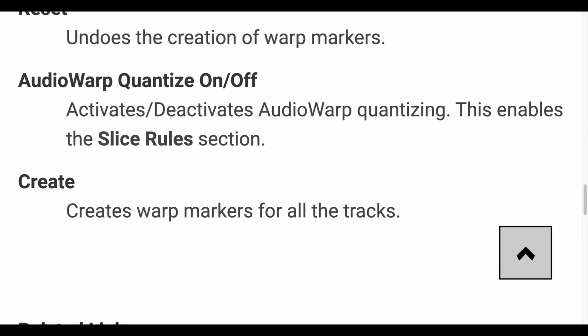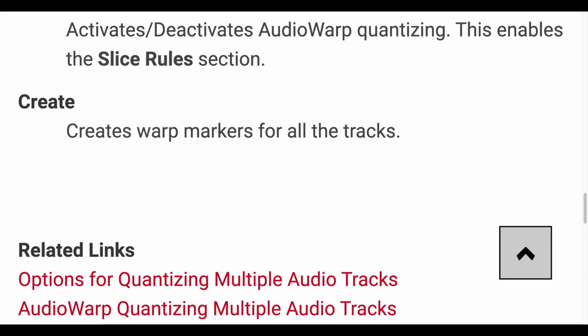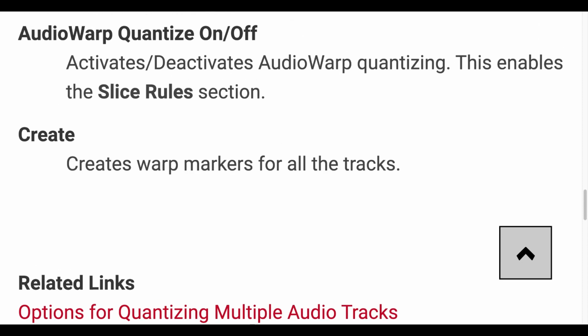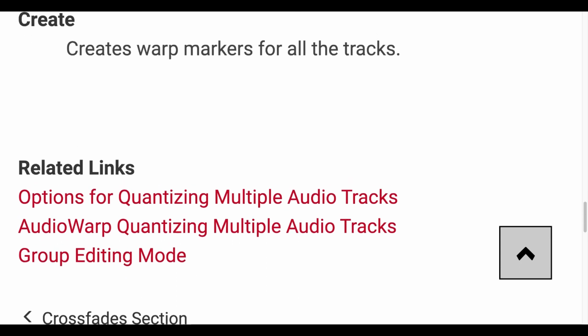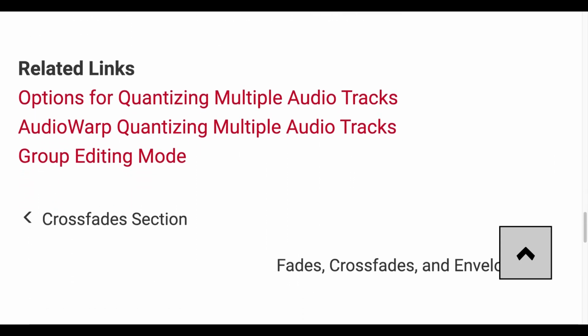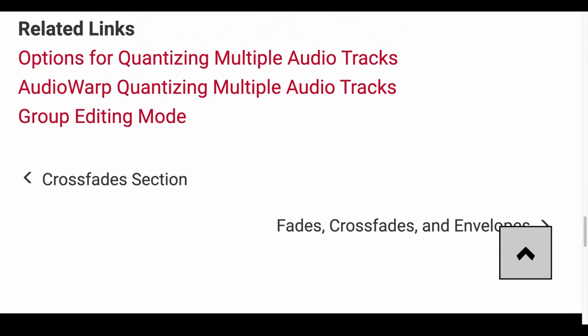Reset. Undoes the creation of warp markers. Audio warp quantize on, off. Activates/deactivates audio warp quantizing. This enables the slice rules section. Create. Creates warp markers for all the tracks. Related links. Options for quantizing multiple audio tracks. Audio warp quantizing multiple audio tracks.